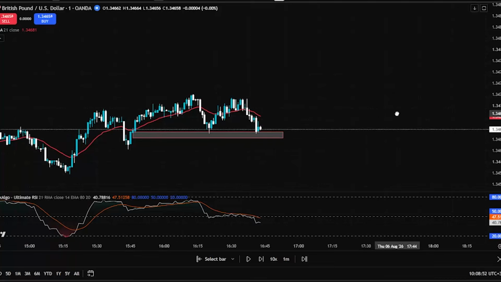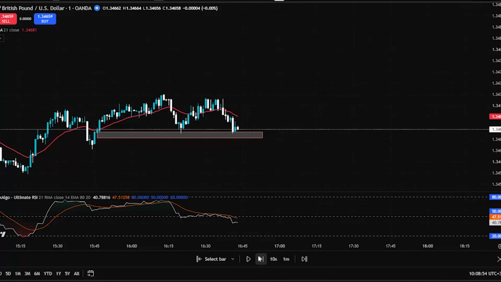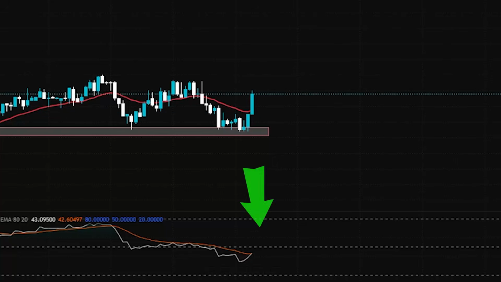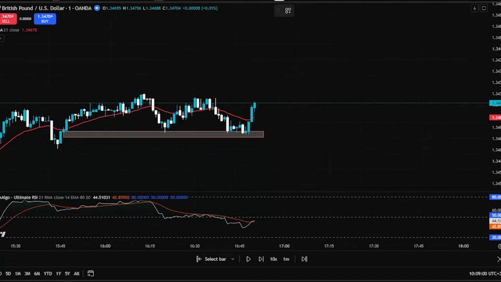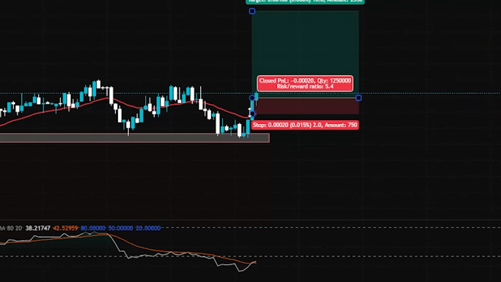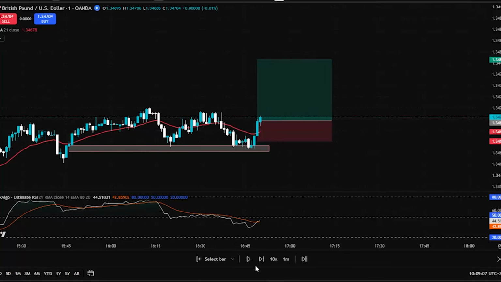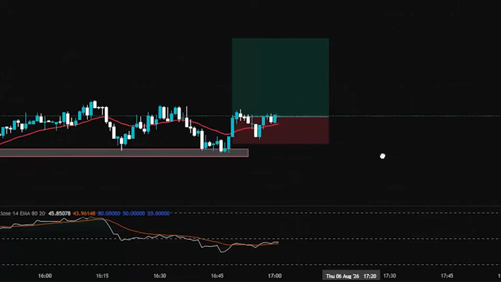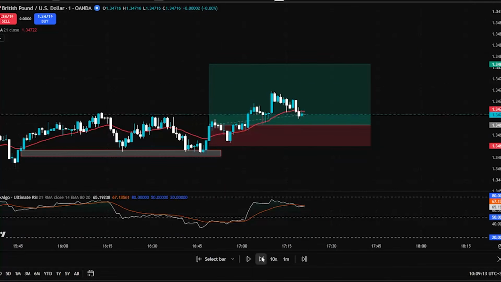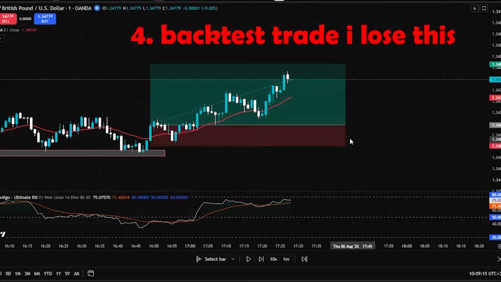Now we have another valid setup. Price moves above EMA 21 and starts holding this level. Ultimate RSI confirms that buyers are gaining control. The entry is taken after confirmation. At first, the trade moves slightly against us, which is normal in scalping. But the setup remains valid because our conditions have not changed. Eventually, price reaches our target. Another successful trade. Trade number 4.